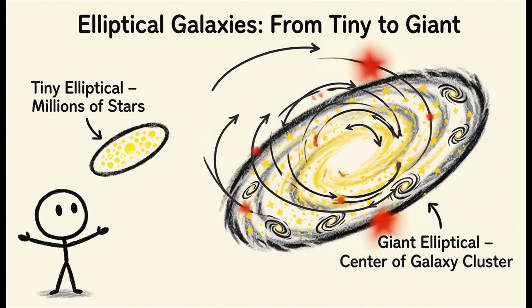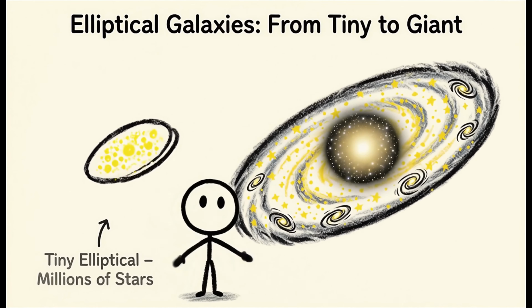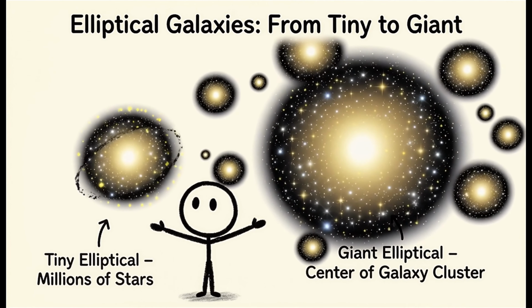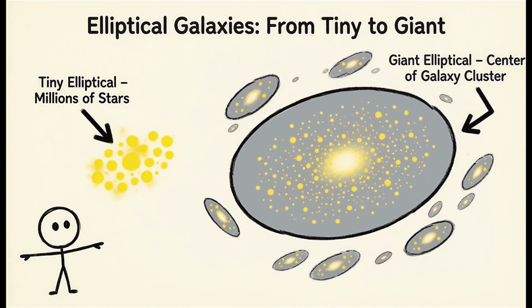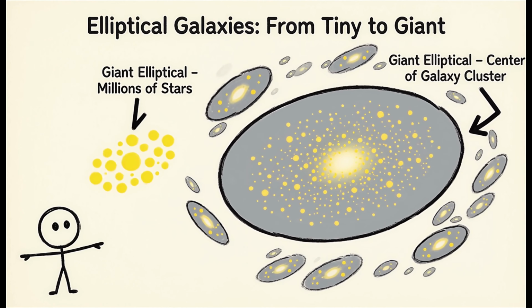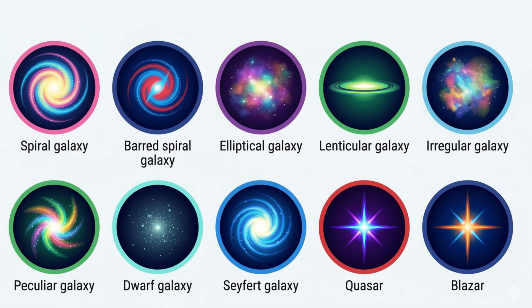They can be tiny, containing just a few million stars, or they can be giants, among the largest galaxies in the universe, often found at the centers of galaxy clusters.